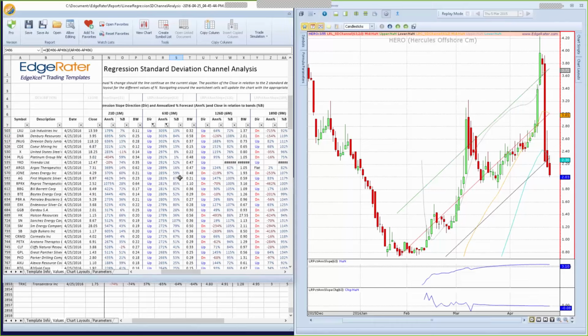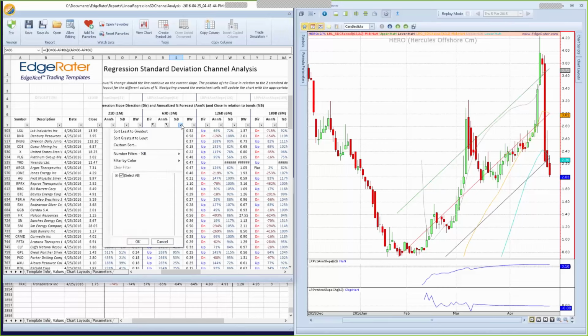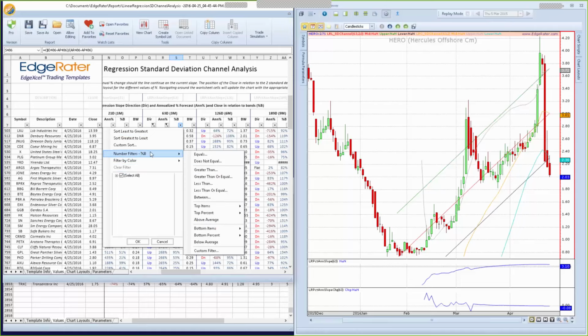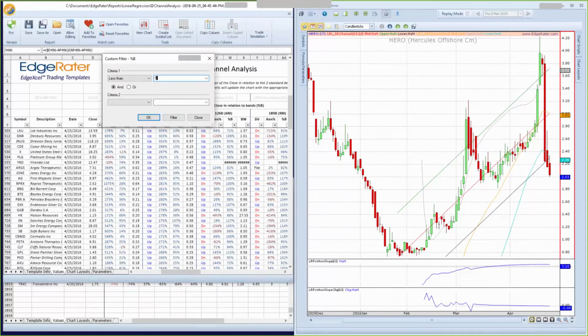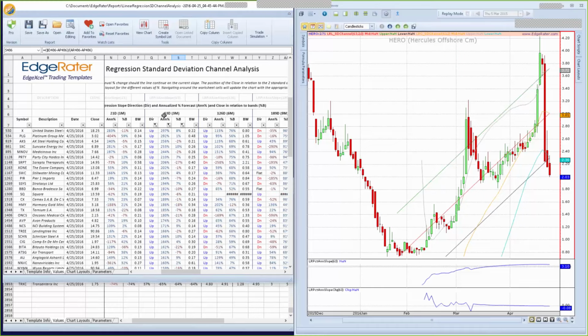So oftentimes, if you're looking for longs, you want to find them oversold when they're at the lower end of the channel. And so you can easily do that. You could either do that by just looking through as we have done here, or you can click on any of these drop downs in any of the columns and you've got filtering and sorting capability on any of those. So for instance, as an example here, I could say I only want to see things that are less than 10%. That's going to be a pretty small list.